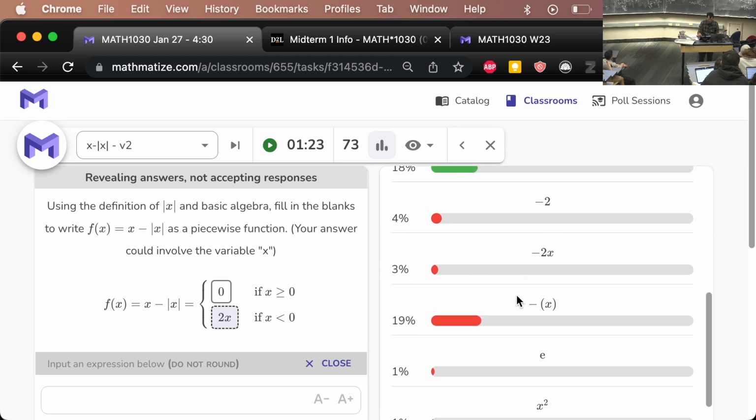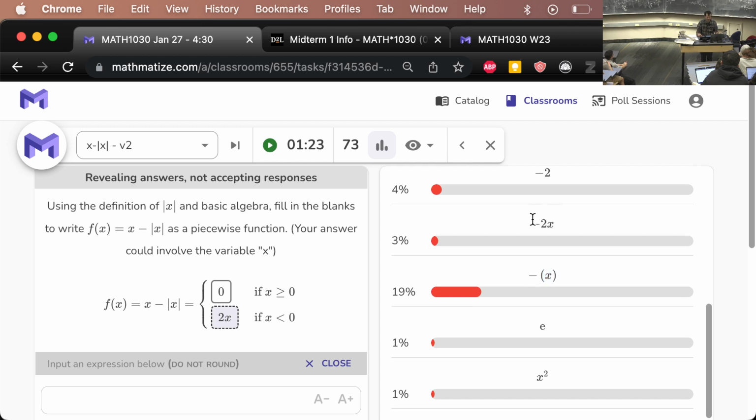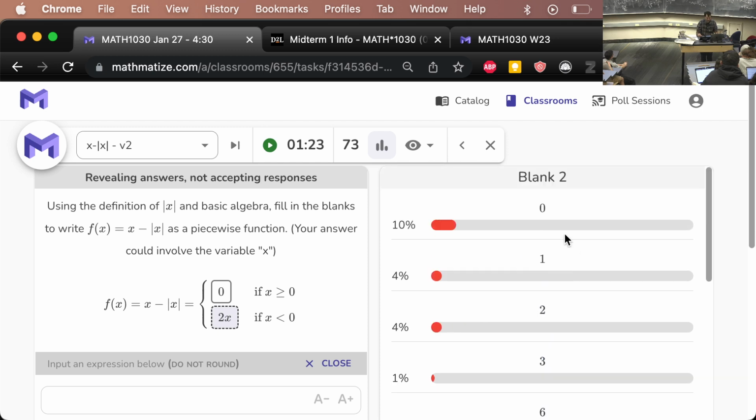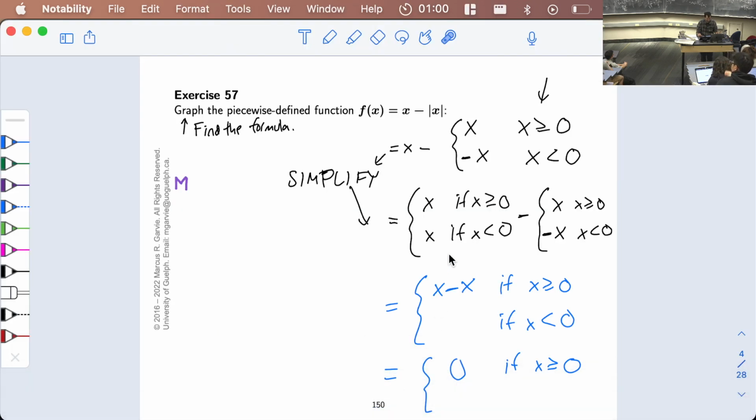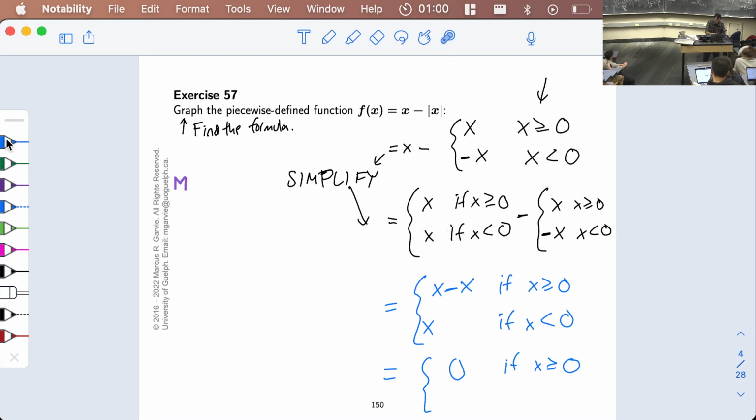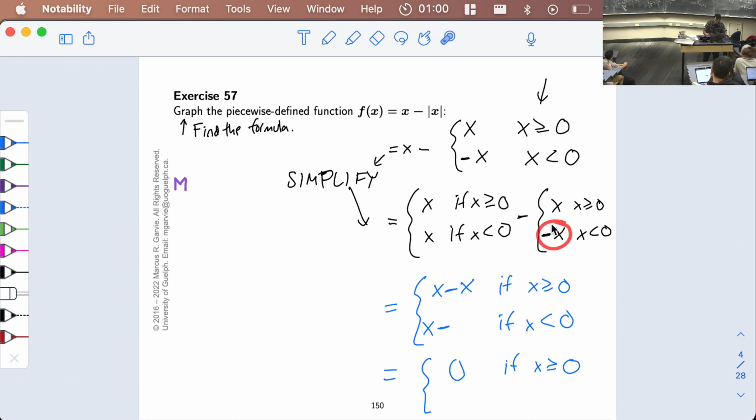So some people, again, had the mistake of just doing half of it. Some people made a minus sign mistake, which also happened earlier today. What else? Minus x, this is on the right track. They're just forgetting one thing. We're combining the 2 things together. So what you should get is x, that's this x. Then you do this minus sign, and then you do minus x. So the answer is x minus x.